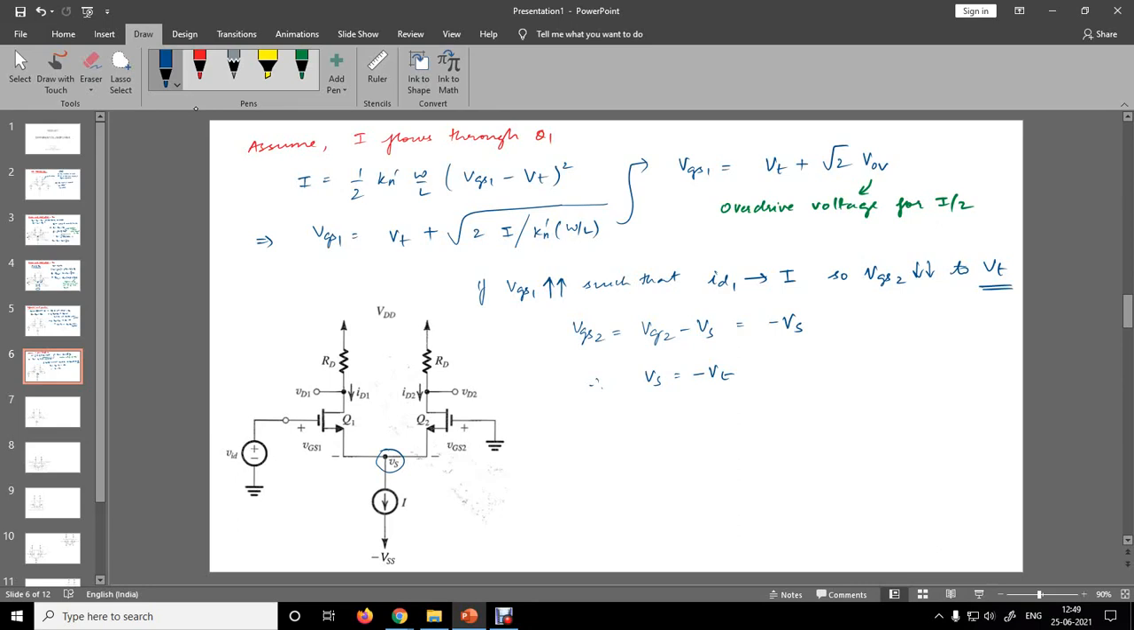Then in that case, we define VID max. What is the maximum value of VID? It is this VGS1 plus this Vs. So VGS1 is Vt plus square root of VOV, and Vs is minus Vt. Therefore, VID max is square root of 2 into VOV.